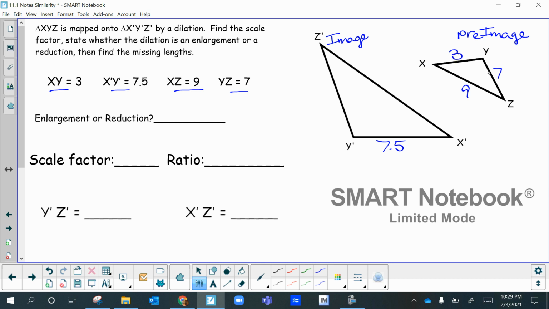We don't know all of these. So since this is our pre-image and this is our image, you should know that it's going to be an enlargement. Okay, so our scale factor is greater than 1. Okay, so this is getting larger, or bigger.